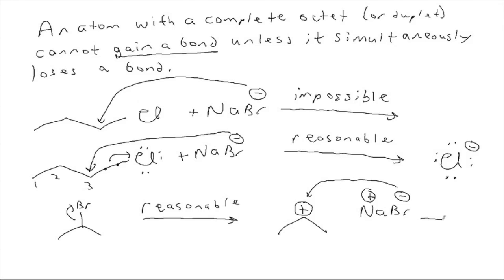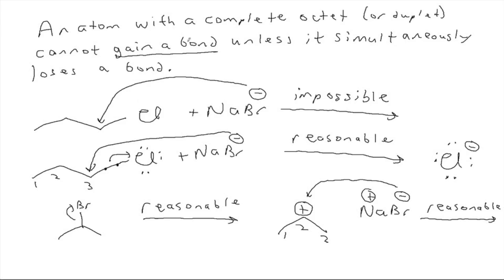So these electrons would be reasonable. Now, this carbon 2 here is gaining a bond, and it's not losing any bonds. So how can this be reasonable? Well, this is reasonable because it is lacking. It can add more electrons. So notice it's okay to gain a bond.